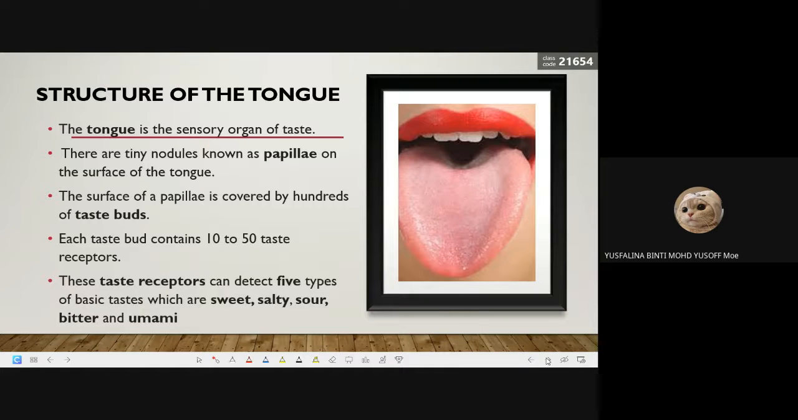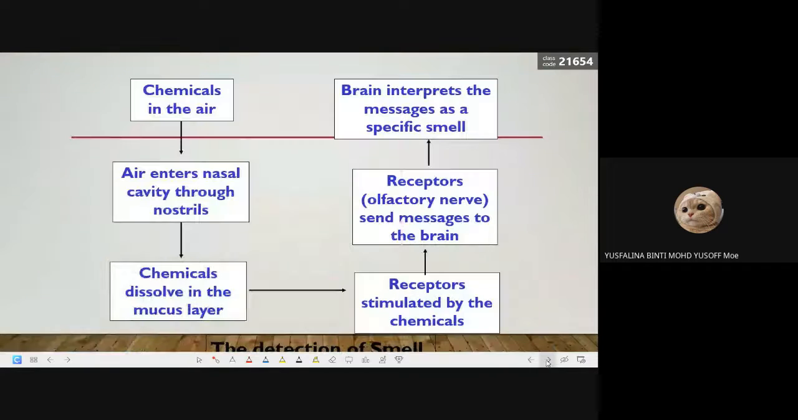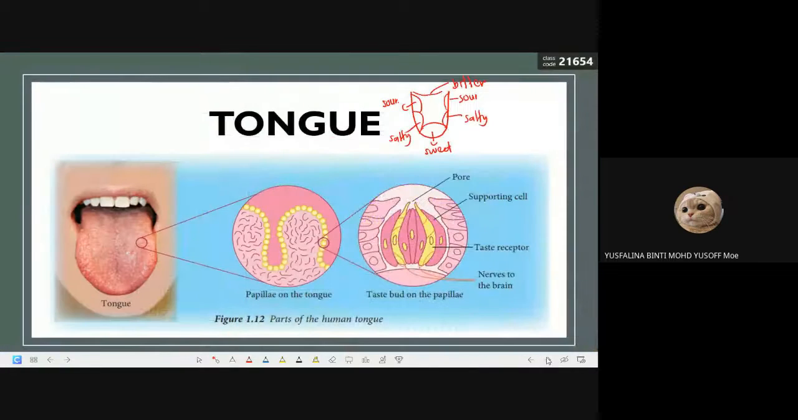The taste receptor can detect five types of basic taste, which are sweet, salty, sour, bitter, and umami. I forgot to tell you, umami. Where is the part that tastes umami? Umami is actually in the middle here.